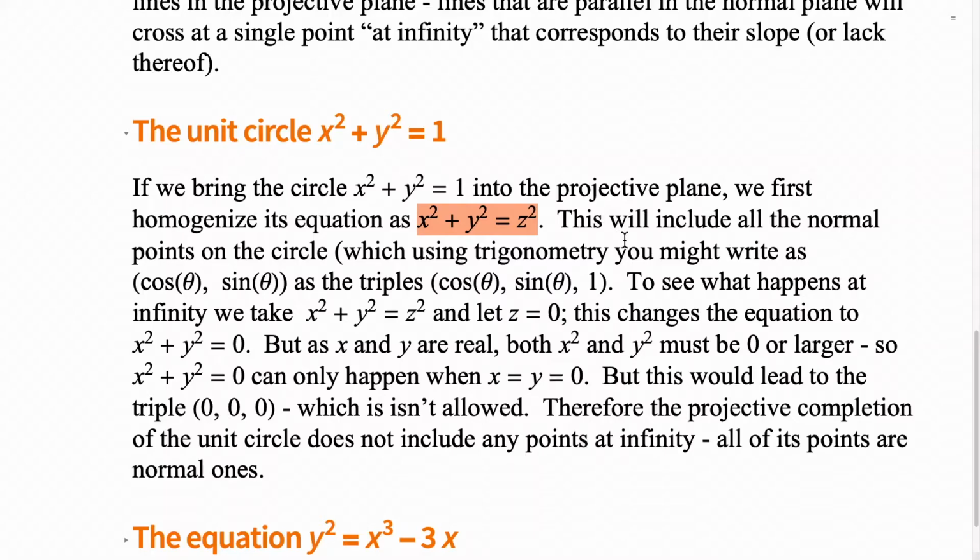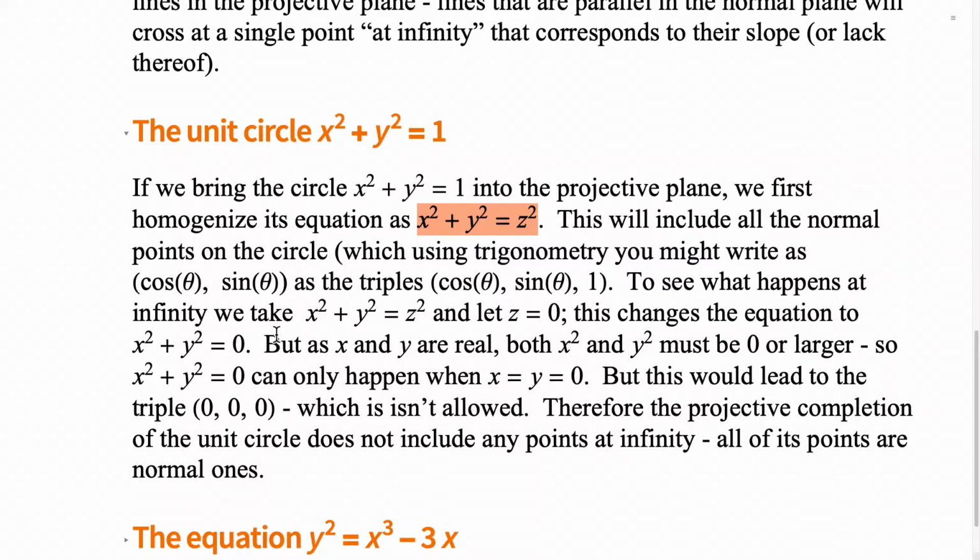The projective completion will include all the regular points on the circle, which, if you were being clever and using trigonometry, would be points of the form cosine theta and sine theta, and then bring them in as triples of the form cosine theta, sine theta, and 1.